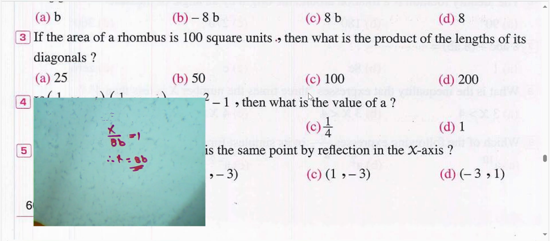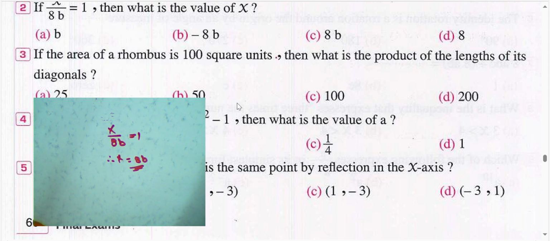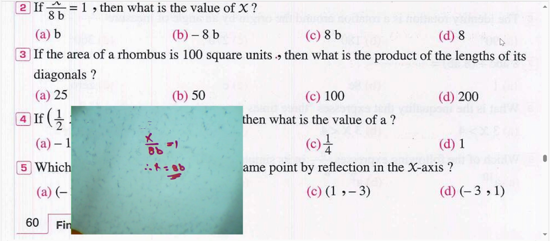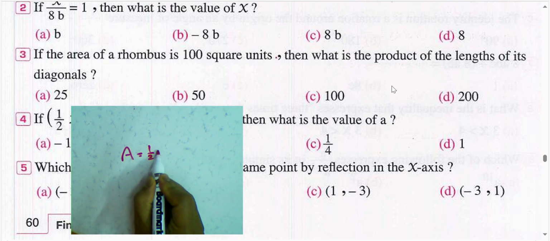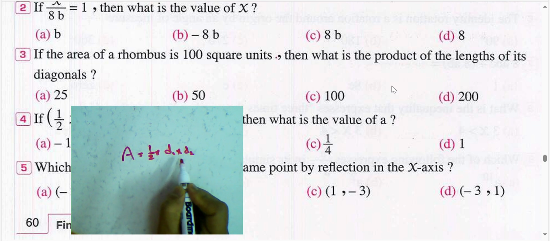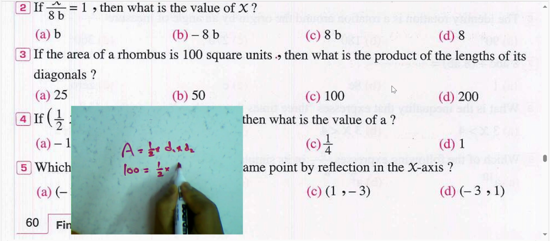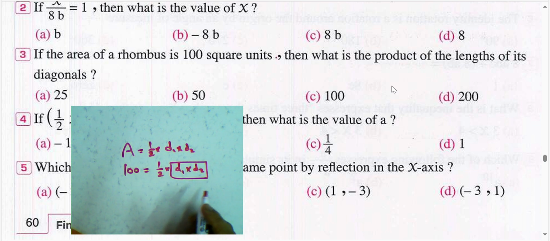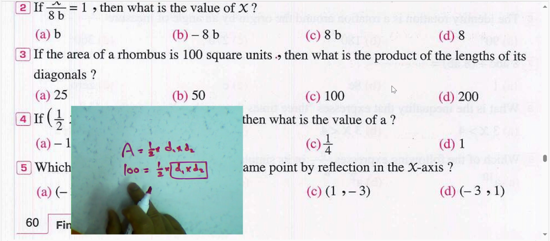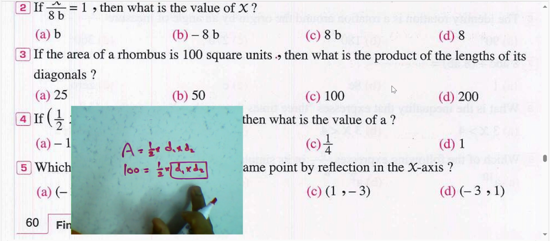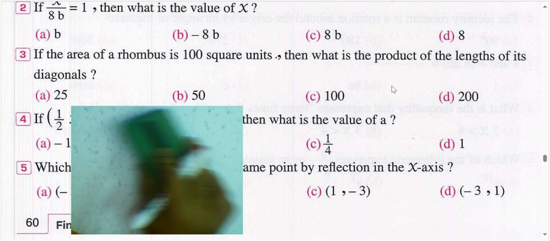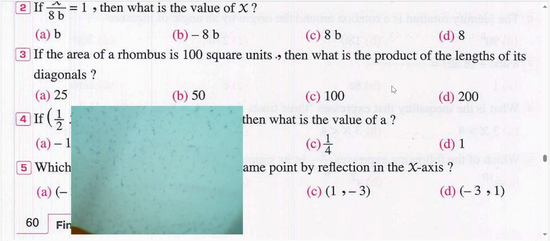Next question, if the area of a rhombus is 100 square units, what is the product of the lengths of its diagonals? We know the area equals half product of diagonal 1 and diagonal 2. The area of the rhombus was 100, so 100 equals half product of diagonal 1 and diagonal 2. Then diagonal 1 times diagonal 2 will be 200 because 200 divided by 2 equals 100. Then the product of the lengths of its diagonals will be 200. Choose 200, letter D. Next question here.